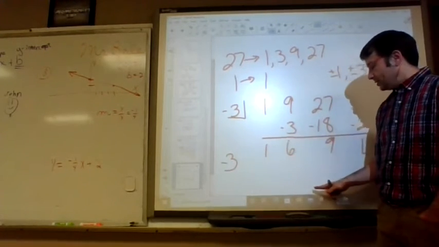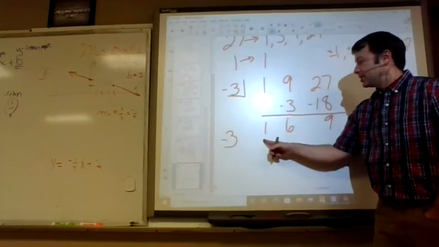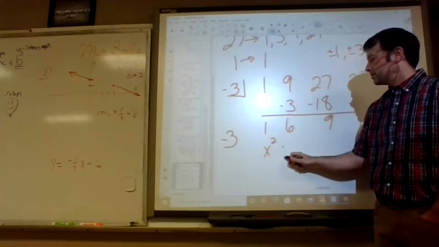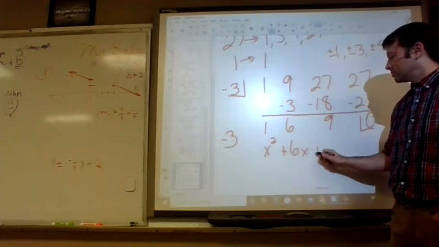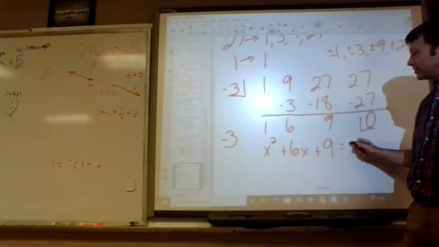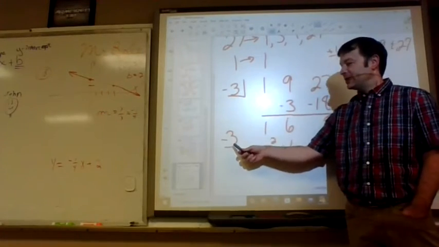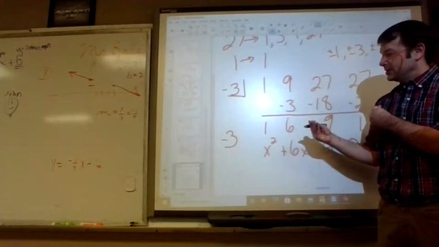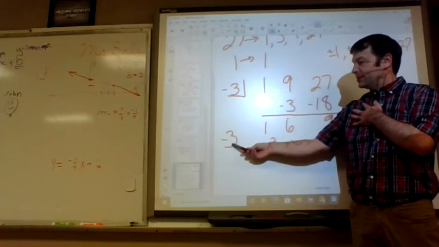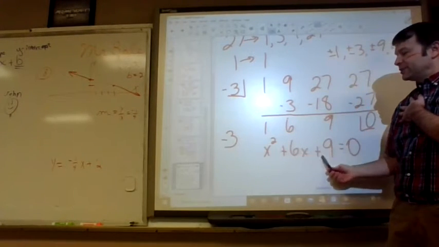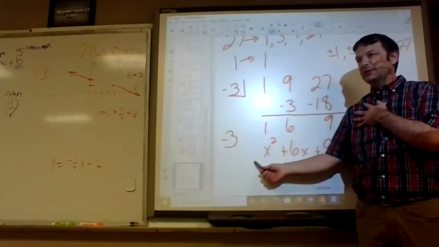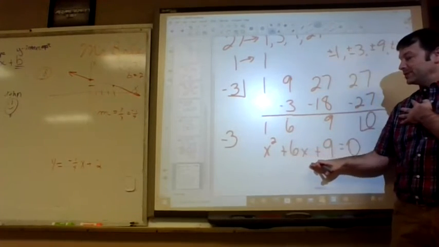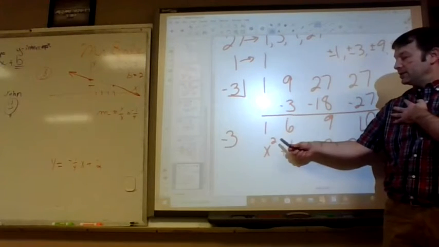Okay, you guys remember what this stands for right here? 1x², and then something. Basically what happens is I found one of the answers and I kind of took the answer out. It's kind of like I divided by x plus 3. And this leftover stuff contains my last 2 answers. I can just solve this to find my last 2 answers.